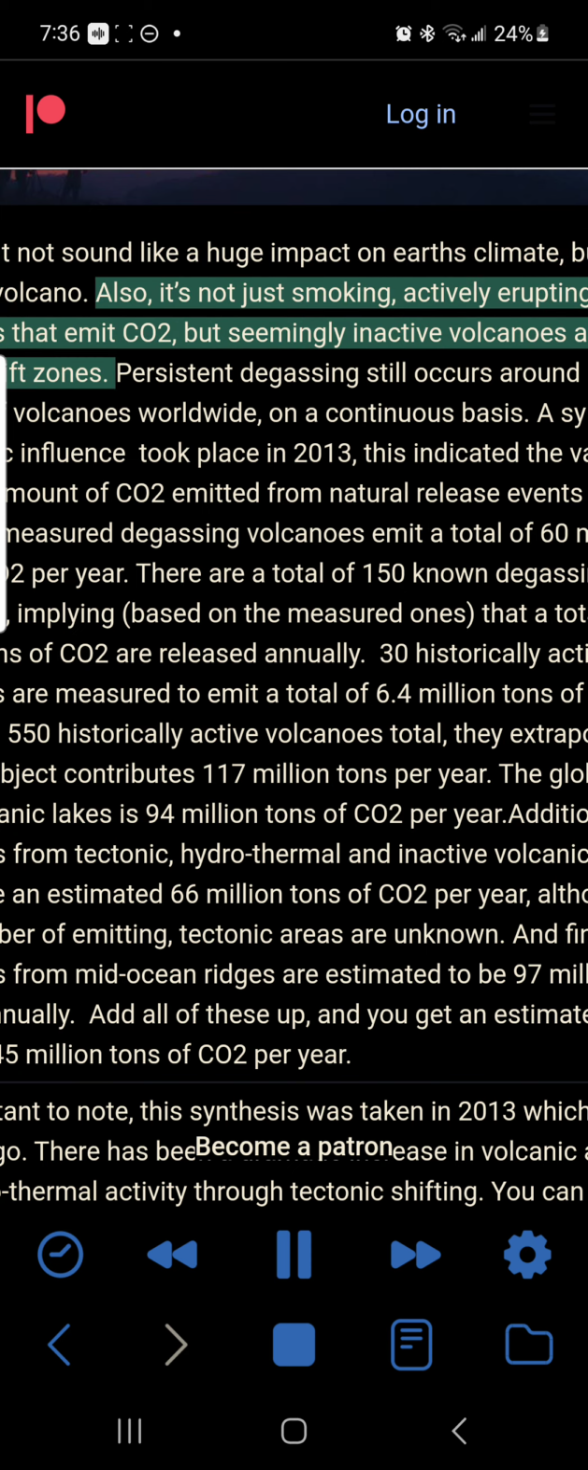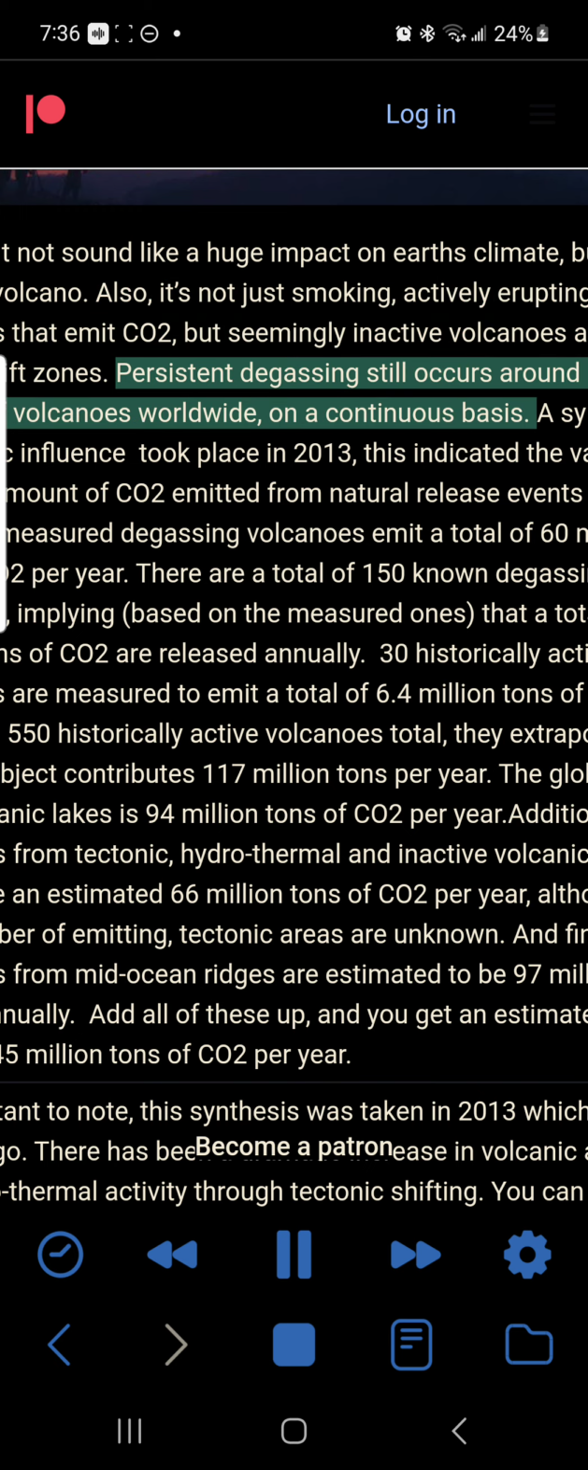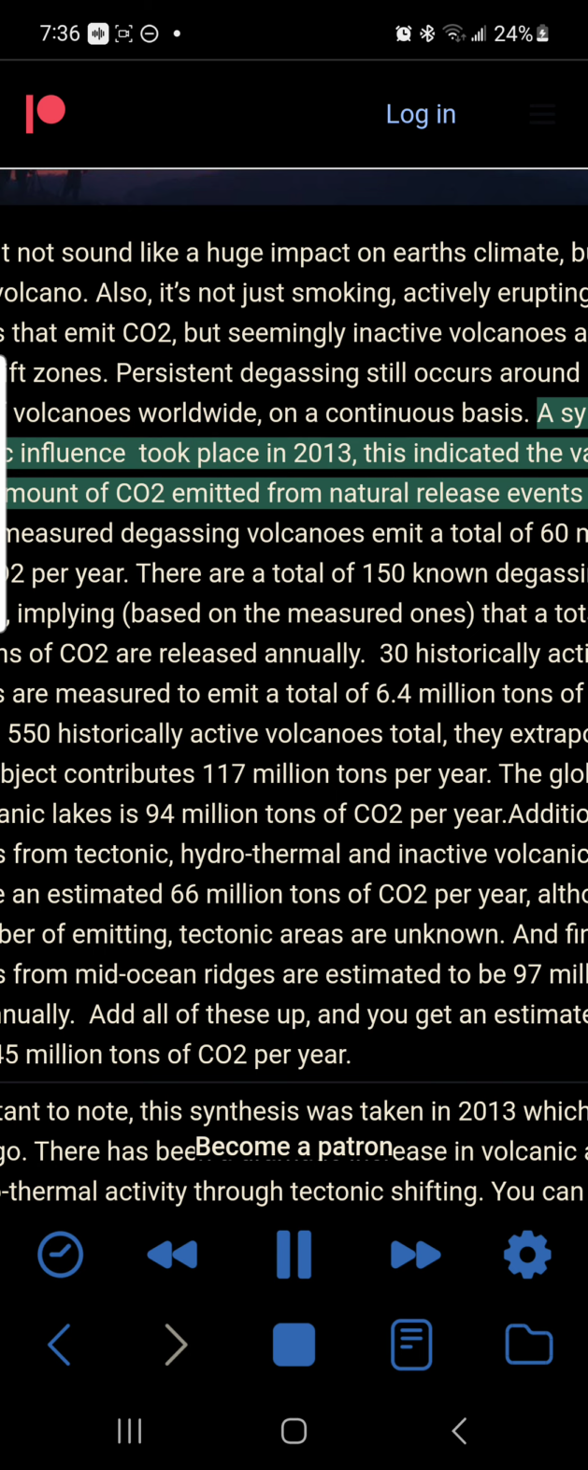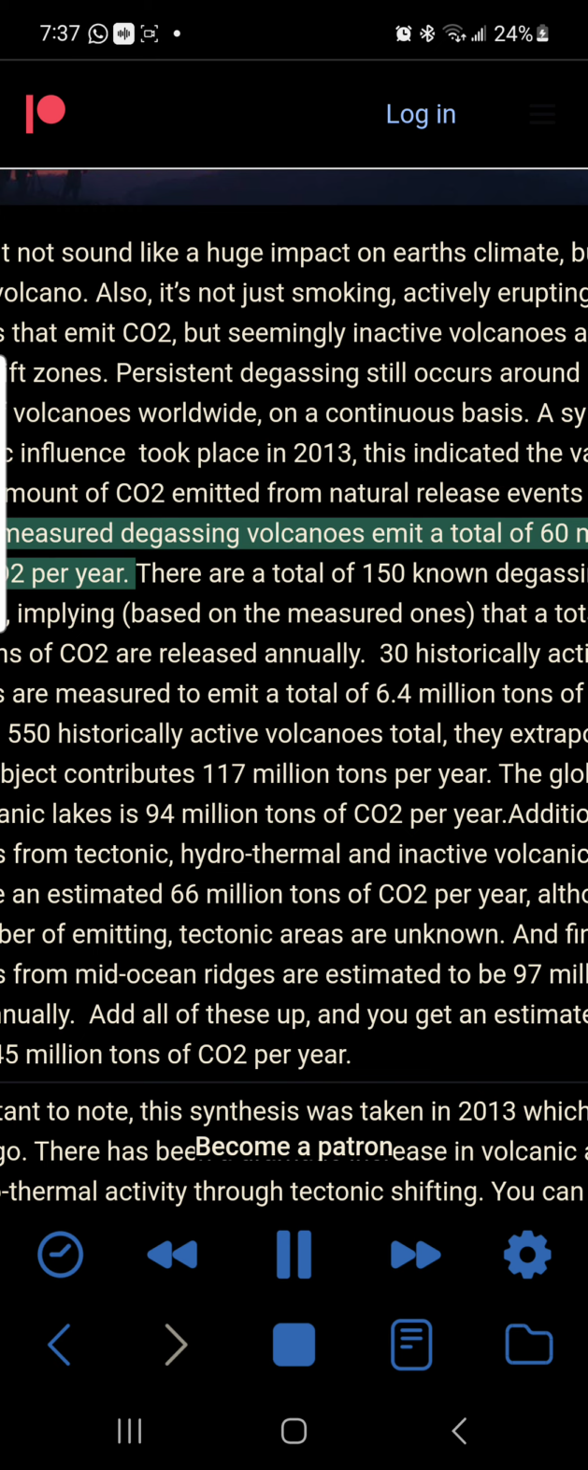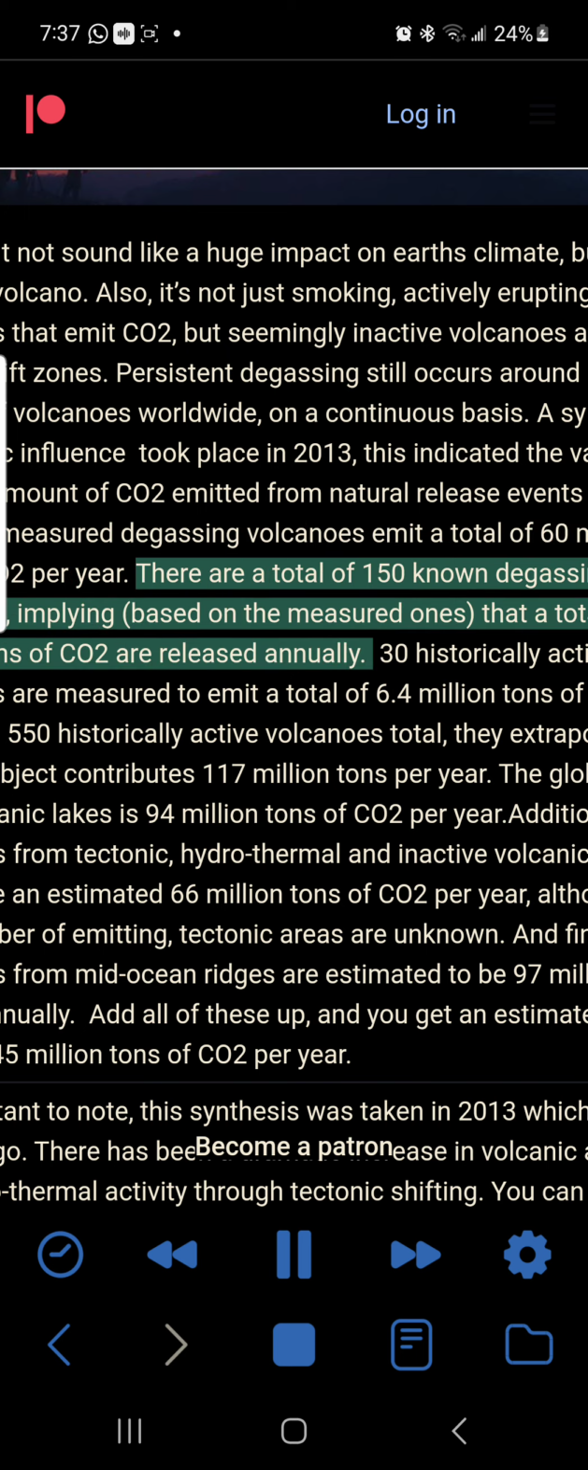Also, it's not just smoking, actively erupting volcanoes that emit CO2, but seemingly inactive volcanoes around arcs and rift zones. Persistent degassing still occurs around a great number of volcanoes worldwide, on a continuous basis. A synthesis of volcanic influence took place in 2013. This indicated the value for the total amount of CO2 emitted from natural release events within Earth. 33 measured degassing volcanoes emit a total of 60 million tons of CO2 per year. There are a total of 150 known degassing volcanoes, implying, based on the measured ones, that a total of 271 million tons of CO2 are released annually.